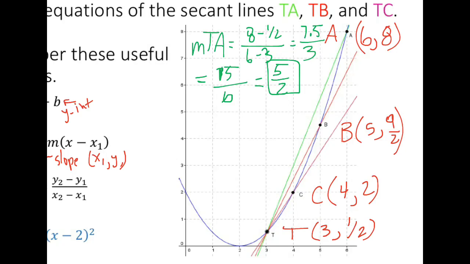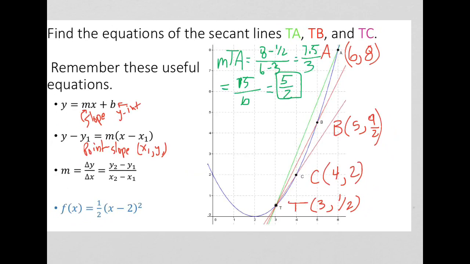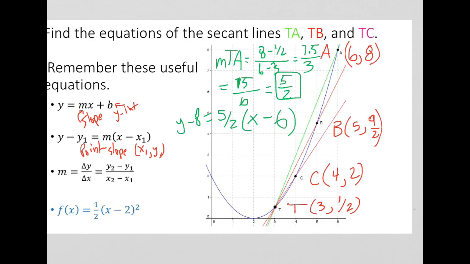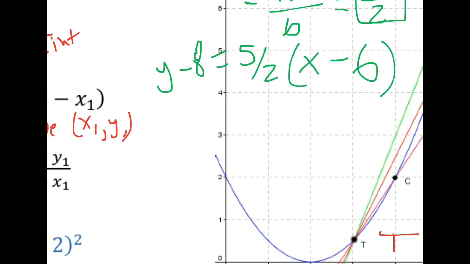And now all I have to do to write my equation is substitute in a point, so I could choose point A, and that slope in point-slope form. So I could get y minus the y value of that point, which is 8. y - 8 = our slope, which is 5/2, times (x minus the x value of that same point, which is 6). And you are done. That is your equation. You don't have to take it any farther.